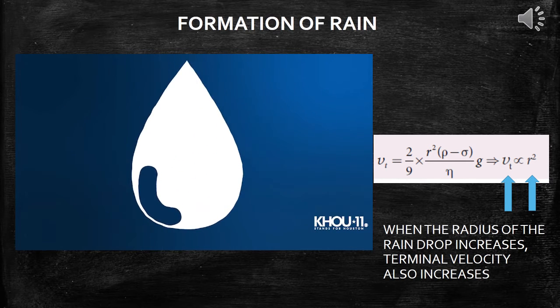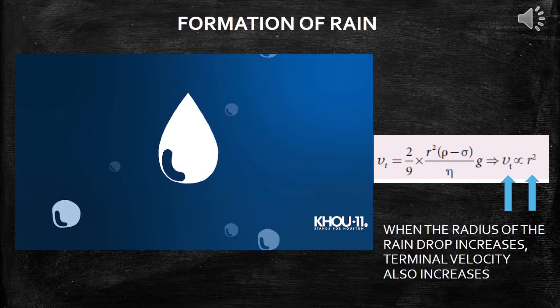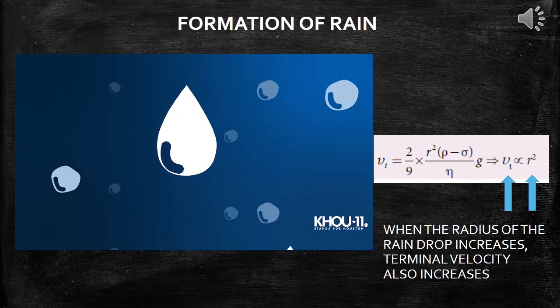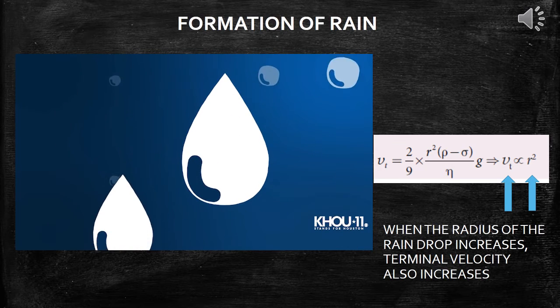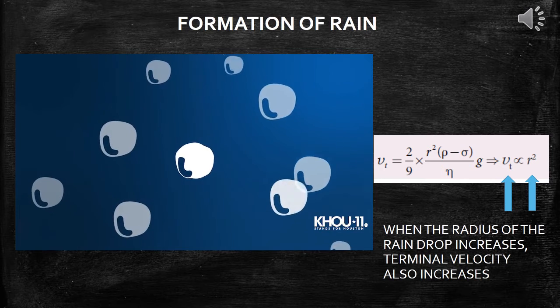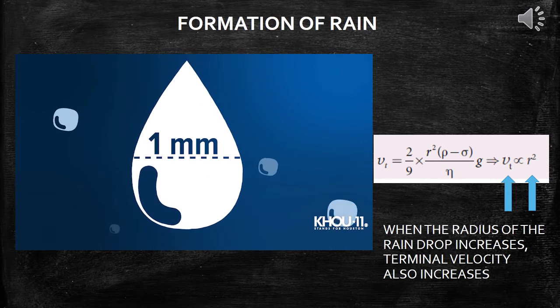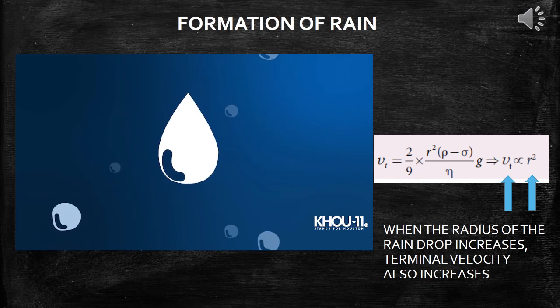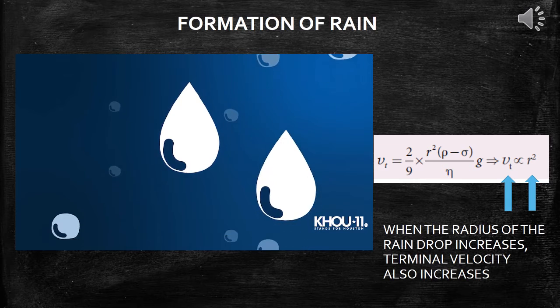Now, we are going to learn about the practical applications of Stokes law. Here we are going to see how rain is formed. Since the raindrops are smaller in size and their terminal velocities are small, they remain suspended in the air in the form of clouds. As they grow in size, their terminal velocities increase and they start falling in the form of rain.